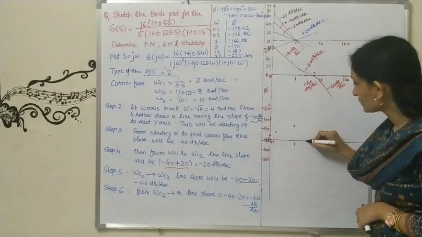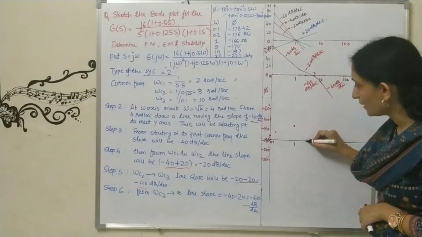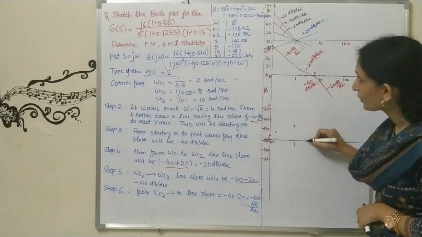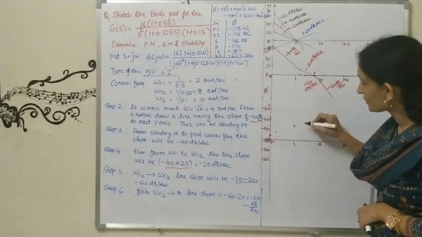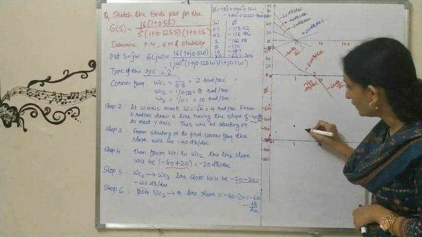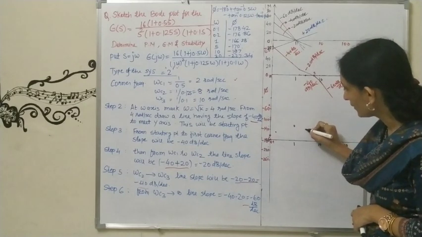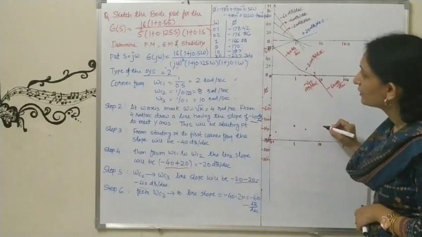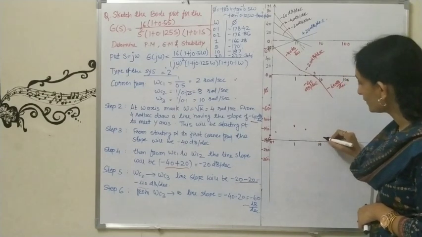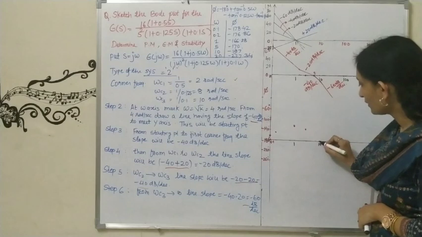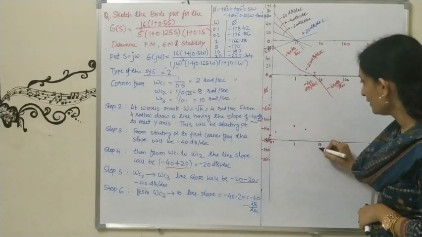Then for 5, at 5 I am getting minus 170. See, now it is again increasing. So minus 170, it may be here. Then for 10 I am getting minus 197. So for 10, minus 197, it may be here.